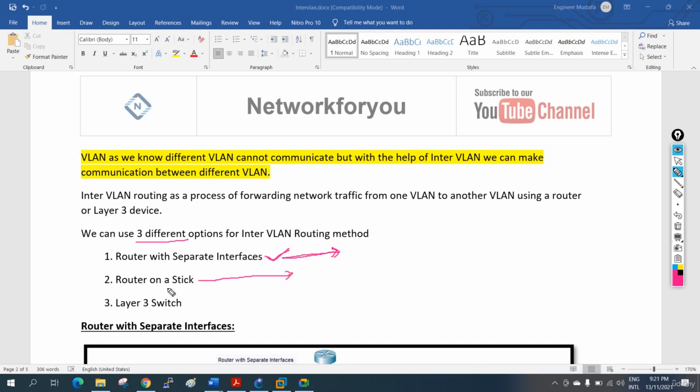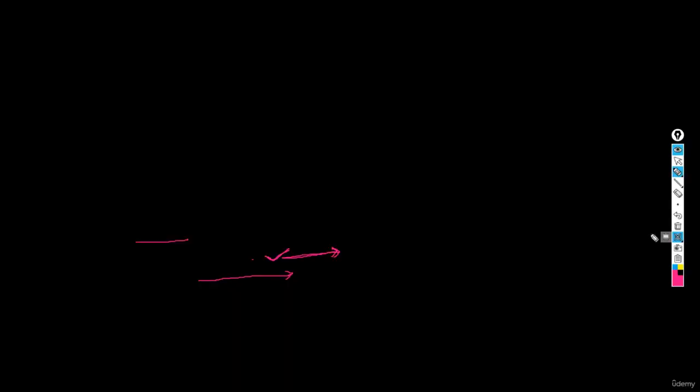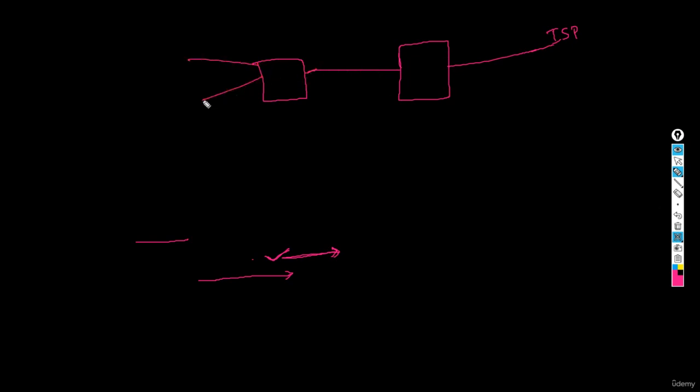This one also, most of the companies are not using, but in some scenarios I observed it in the firewall. Let me draw the scenario. Imagine I have one firewall here, and I have the ISP here. The ISP connection is here, and this firewall connects to the switch. And here we have the different VLANs.